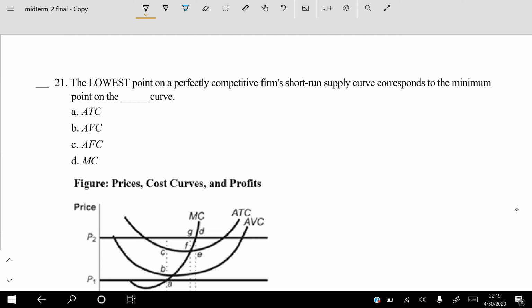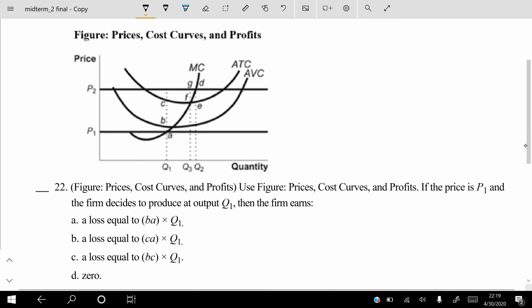So this looks fun. We're dealing with a graph. In the figure above, if price is P1 and the firm decides to produce at output Q1, then the firm earns a loss equal to AB times Q1, CA times Q1, BC times Q1. Or is it zero?